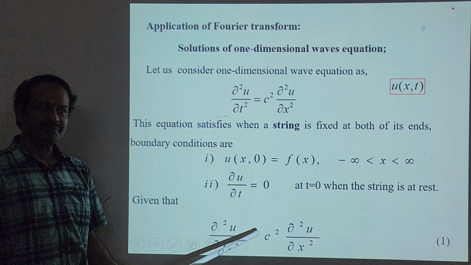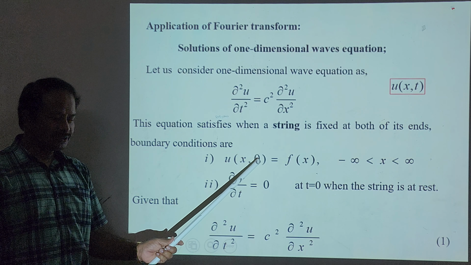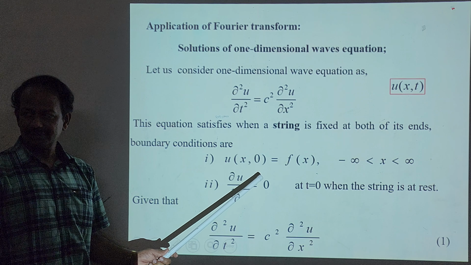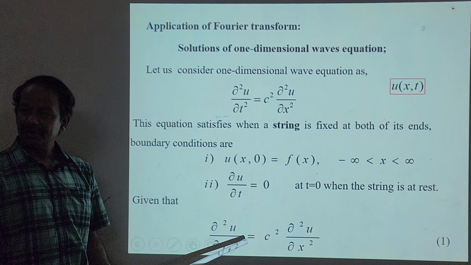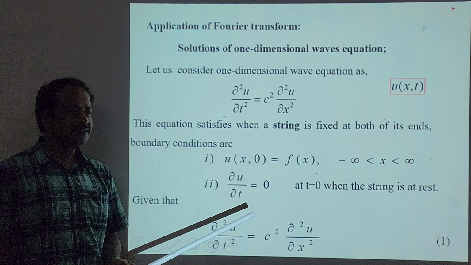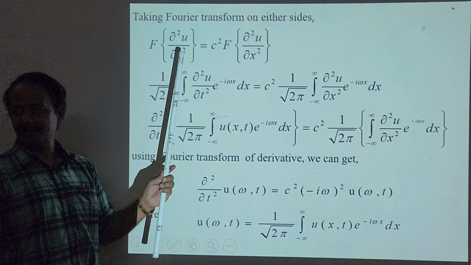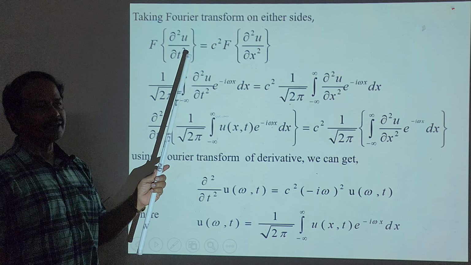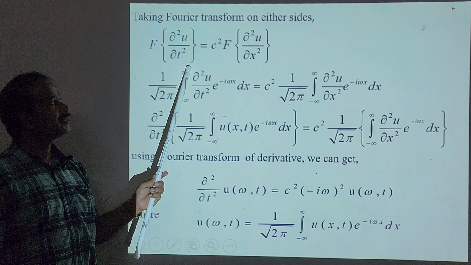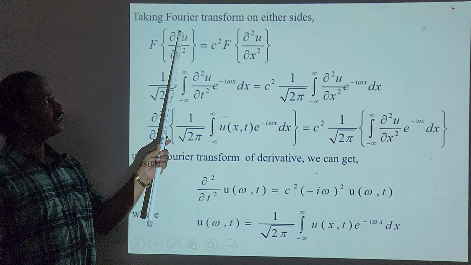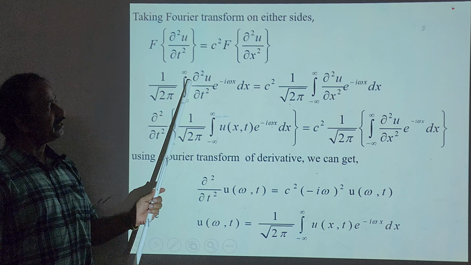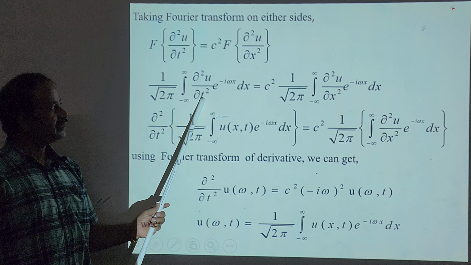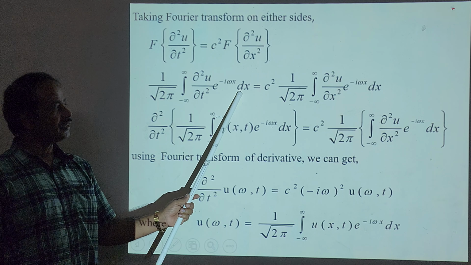The same procedure, we are going to follow the same procedure. We are going to apply the different boundary conditions. Okay. Now the first step is we are going to take the Fourier transform of this equation on both sides. Just take the Fourier transform of this equation on both sides. So we have taken it now. Now the Fourier transform of this will be 1 by root 2 pi, d squared u by dt squared, e power minus i omega x dx.